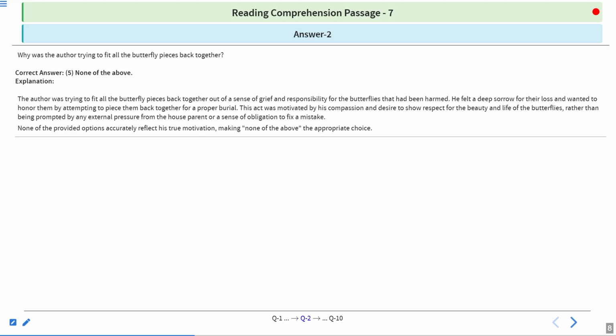And the explanation is: the author was trying to fit all the butterfly pieces back together out of a sense of grief and responsibility for the butterflies that had been harmed. He felt a deep sorrow for their loss and wanted to honor them by attempting to piece them back together for a proper burial. This act was motivated by his compassion and desire to show respect for the beauty and life of the butterflies, rather than being prompted by an external pressure from the house parent or sense of obligation to fix a mistake. None of the provided options accurately reflect his true motivation, making none of the above the appropriate choice.